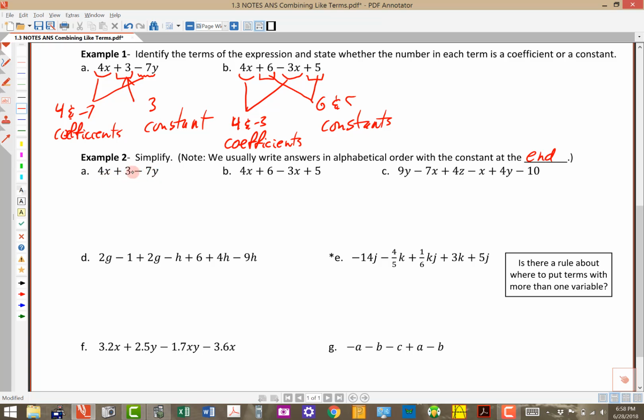Well, none of those have the same variables and the same exponents. Definitely not the same variables here. So we're going to write them in this order. I'm going to go alphabetically. 4x, then I'm going to write the -7y, and then I'm going to write the +3.